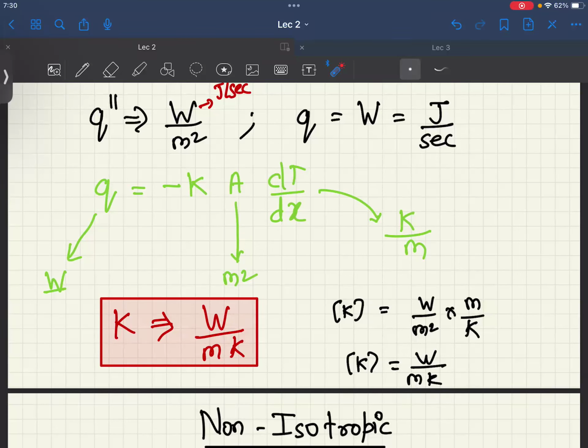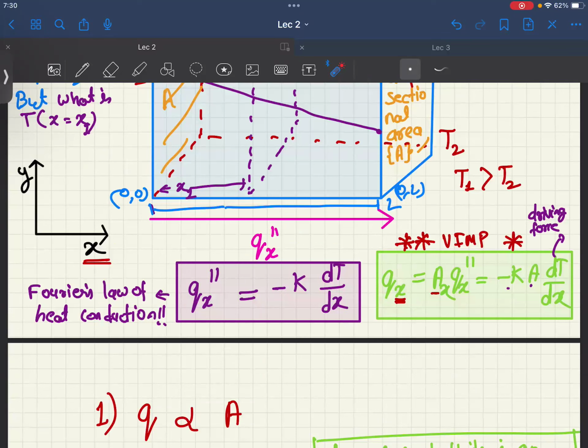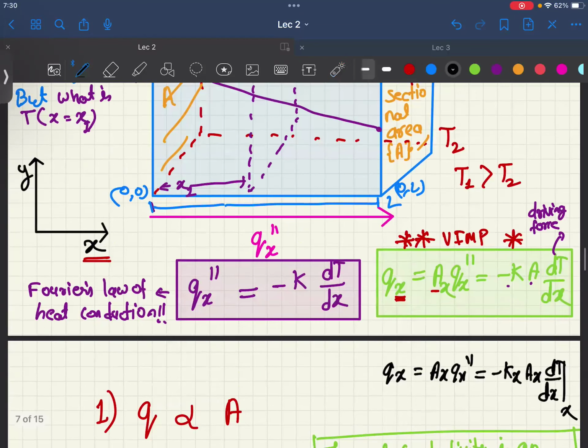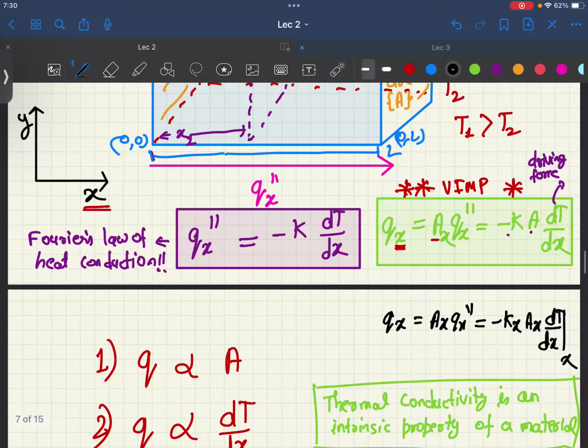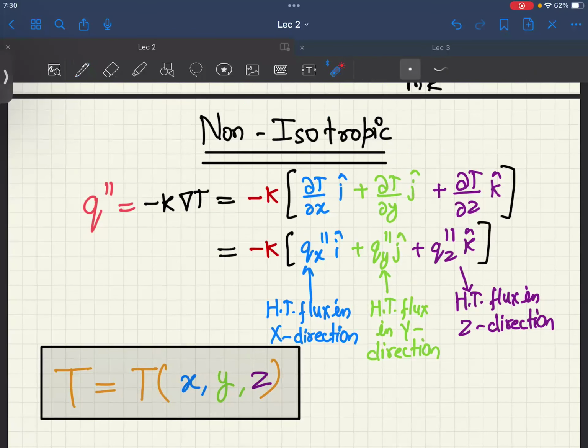ठीक है, और रिमेंबर दैट दिस K, यहाँ पे हमने बोला कि Qx इज Ax इंटू Qx prime, मतलब Qx इज नथिंग बट K इंटू A इंटू dT by dx. नाउ as soon as this is in x direction, ये K भी होगा Kx actually. Qx इज Ax इंटू Qx double prime, विच इज minus Kx Ax इंटू dT by dx. राइट, सो ये सब x डायरेक्शन में चल रहा है. तो देयर इज नो रीजन एज टू व्हाई, जैसे x डायरेक्शन में है वैसे y डायरेक्शन में भी होगा, वैसे ही z डायरेक्शन में होगा. तो टेम्परेचर ग्रेडियंट भी x डायरेक्शन में होगा, y डायरेक्शन में भी होगा, z डायरेक्शन में भी होगा. तो ये आर ऑल डिफरेंट.